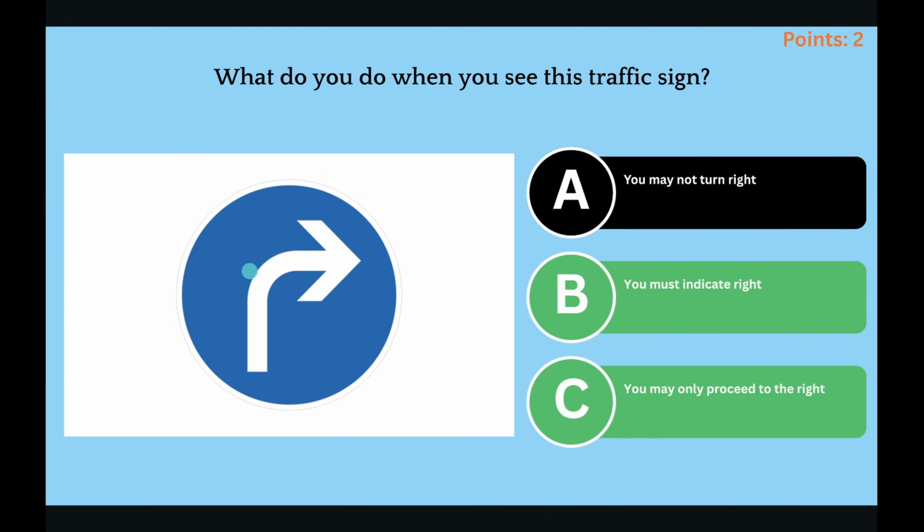When you see this traffic sign, you are not allowed to turn left or go straight ahead. You must make a right turn. And also, you must indicate right before you make the right turn. Don't forget to do a shoulder blink or look over your shoulder for the blind spot before you make your right turn.